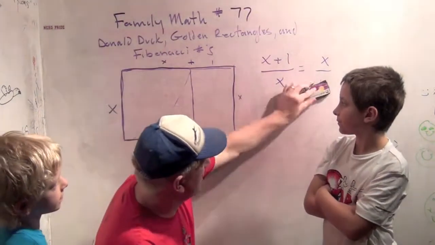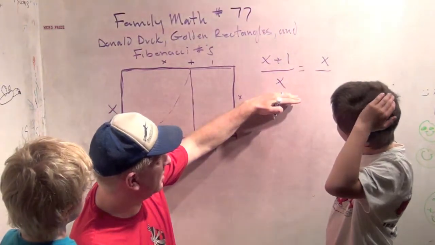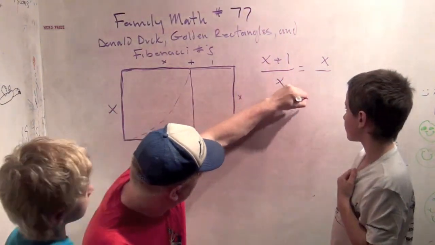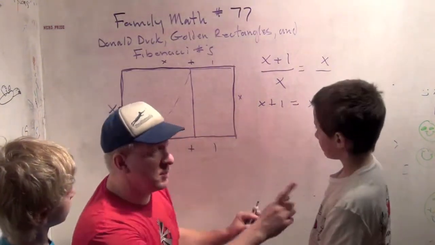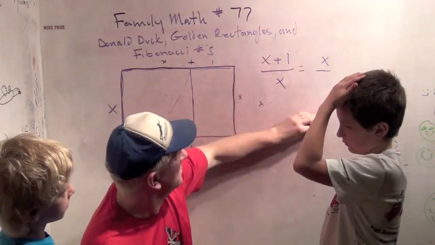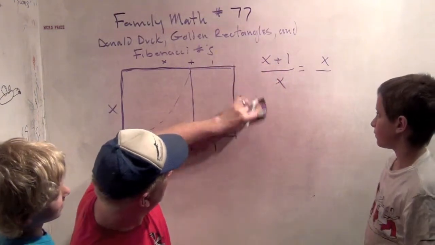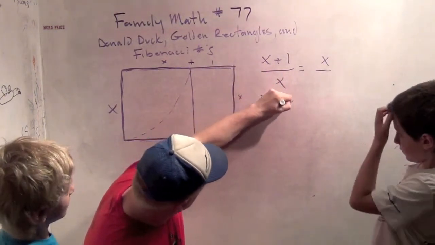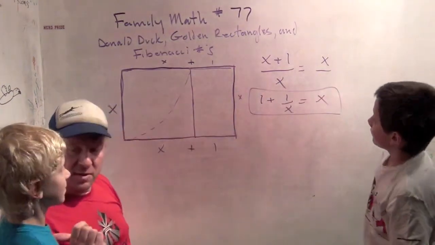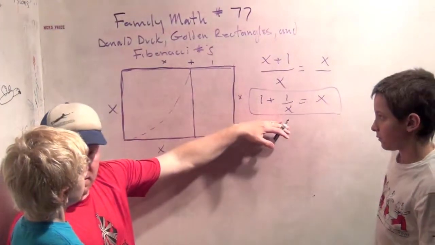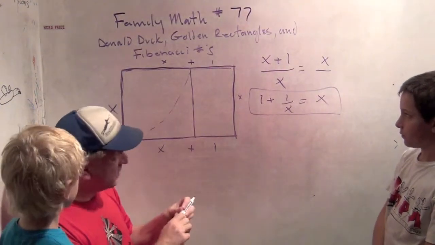So there's a couple different ways we could write this. Now you and I are just starting to study quadratic equations, right? So if we multiply both sides by x, we get x plus 1 equals x squared, and then we can find out how long x is. Does that make sense? Mm-hmm. But there's another way to look at it. If I divide this out, I get 1 plus 1 over x equals x. And that's the way we're going to talk about it today. Now, I know this is a little complicated, but do you understand what this says at least? 1 plus 1 over x equals x? Sort of. Okay, good.